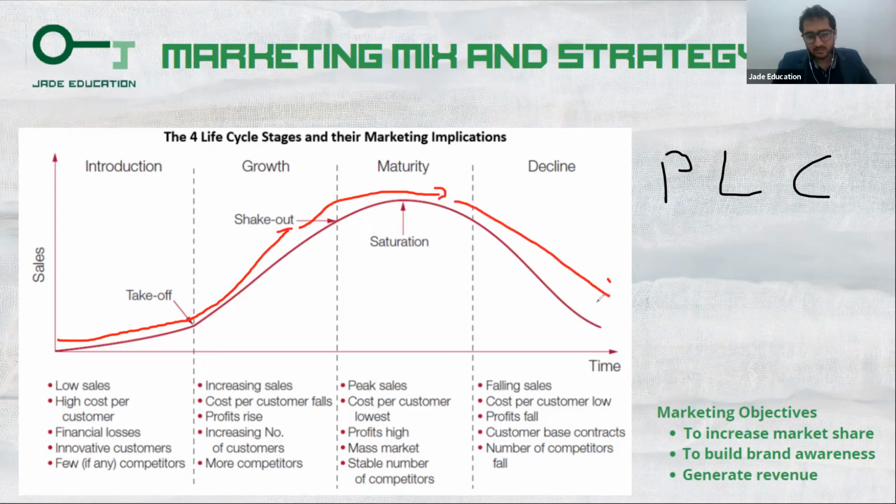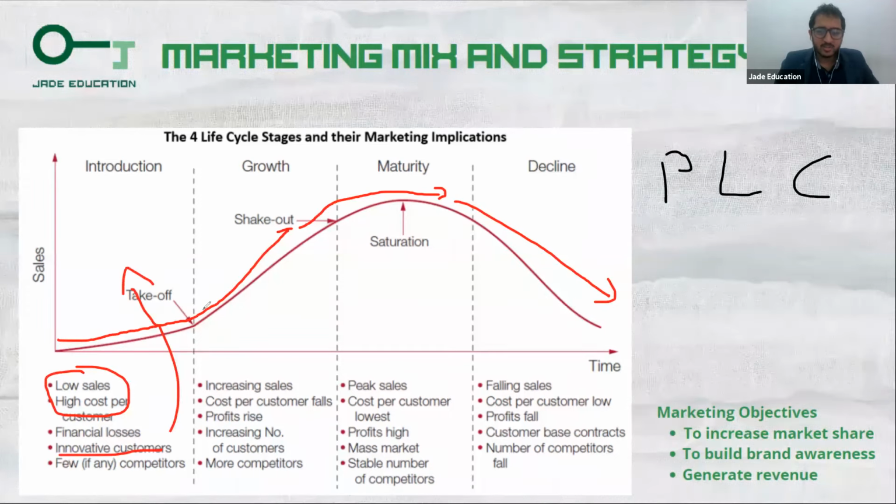And then it falls. Goes dead. Yeah. So you can see the characteristics here. Here, the sales are low. Costs are probably a little high. Only the innovative customers will try it out here. Other guys won't try it, yeah?